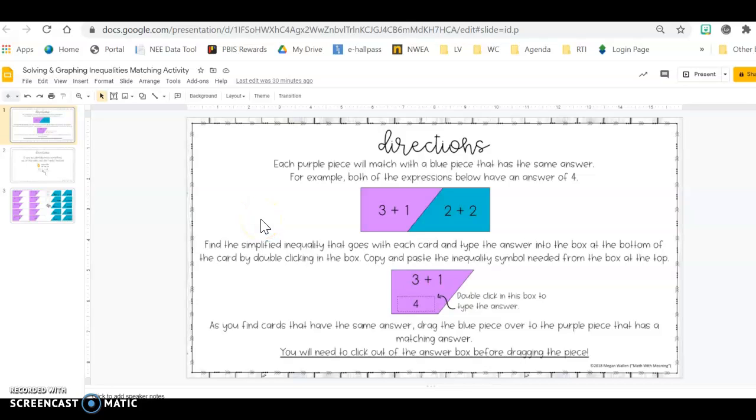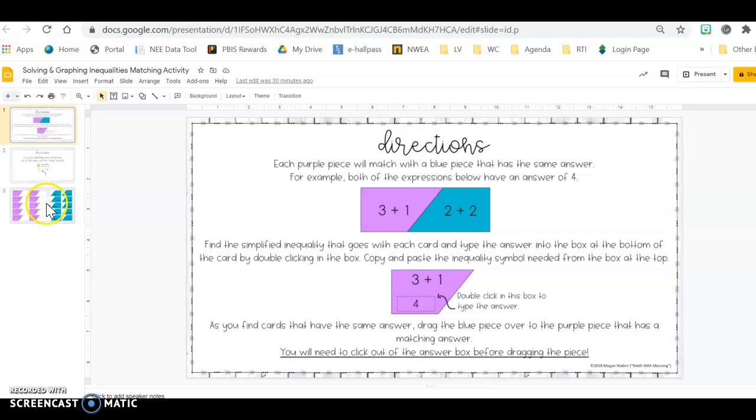Hi, you guys. So we're going to go over how to do the solving and graphing inequalities matching activity. That's a mouthful. So the directions, I gave you a direction slide. Each purple piece will match with a blue piece, and you'll see that on the next page.